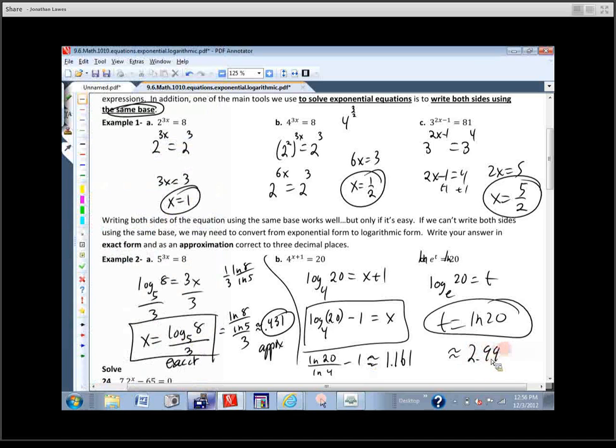And again, you could plug that in into this right here. You could do e to the 2.996, and it should be about 20. Okay, are there any questions?